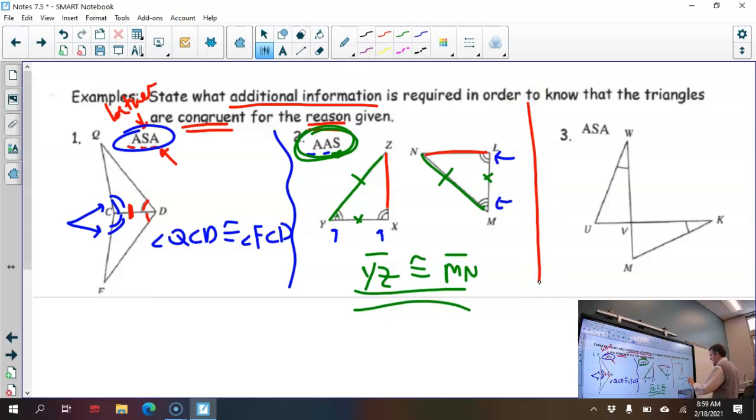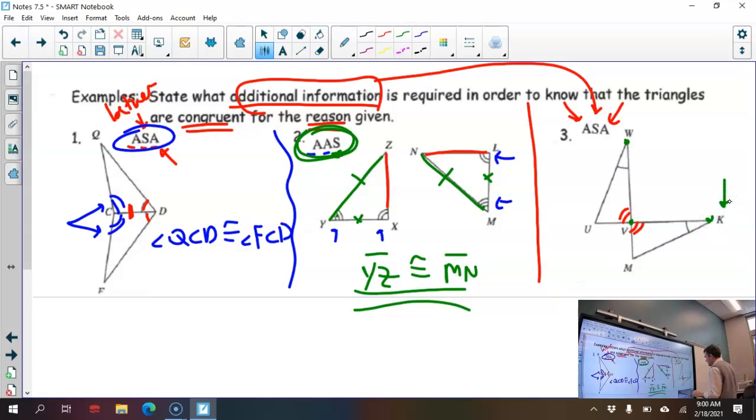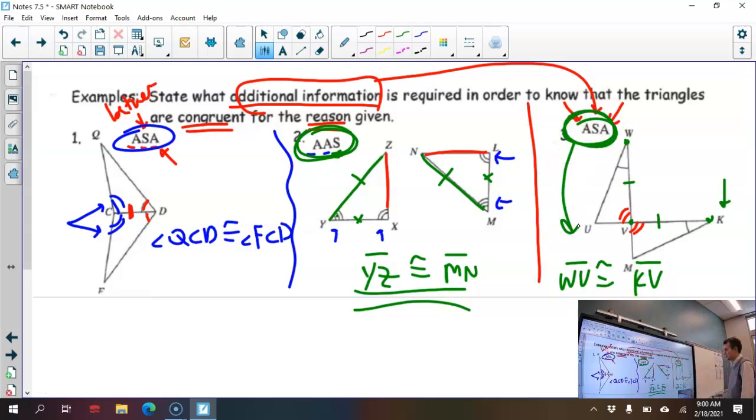All right, last up, I have a pair of vertical angles here, so I can mark those. So I do have the angle and the angle, but what I do not have is the side. So the additional information I need is the side. Now, which side should I pick? I need to pick a side that is between the two angles. So angle W and angle V and angle K, I know that K got cut off, that's a K on your paper. I need the side between those two angles, that would be this side and this side. I need WV to be congruent to KV if I'm going to use angle, side, angle as the reason that those two triangles are congruent. That would be the additional information I would need to use that rule.